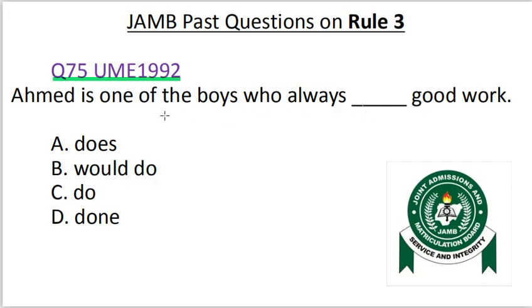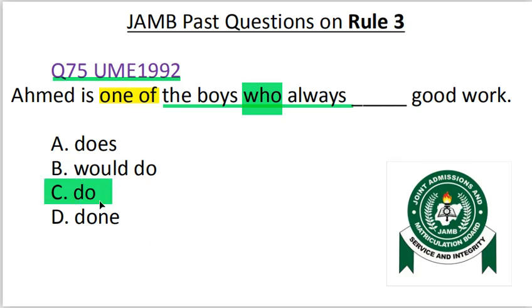There is a relative pronoun, who, and this means that our verb is going to be the plural verb, because we have the relative pronoun who after the plural noun boys. Remember the rule. Whenever we have one of, either of, neither of, or none of, when there is a relative pronoun, the verb after the relative pronoun will be plural. So the correct option is option C. Ahmed is one of the boys who always do good work.